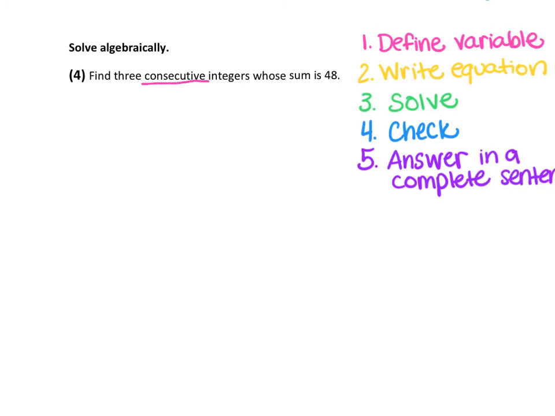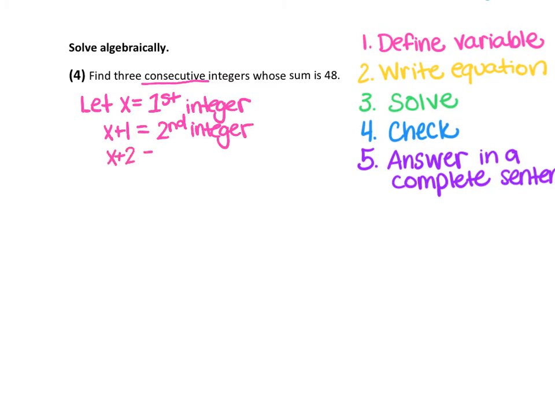So this is just consecutive all the way back at number 1 when we wrote down all our examples for finding consecutive integers. So very first, step 1, we're going to define our variable. We don't know what any of these are, so we're going to let x equal our first integer. Our second integer is going to be x plus 1. And our third integer is going to be x plus 2.